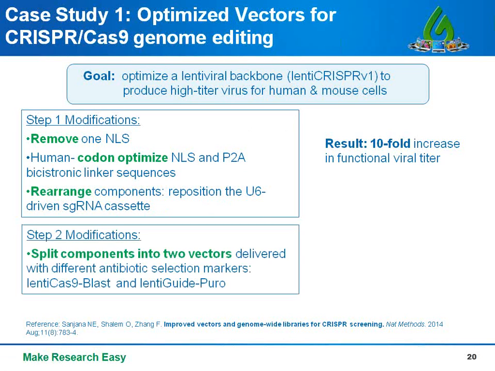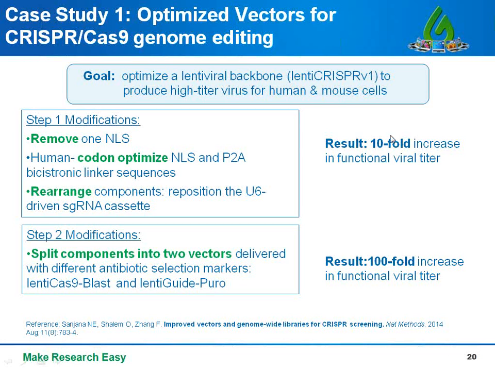Now, normally you would think an all-in-one vector ought to be easier because you just have to get this one construct in and you don't have to worry about selecting for cells maintaining 2 separate constructs. But in fact, they found that with their dual vector system, they observed a 100-fold increase in functional viral titer.